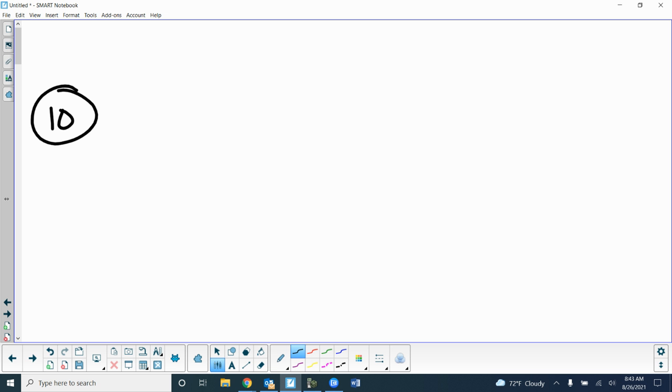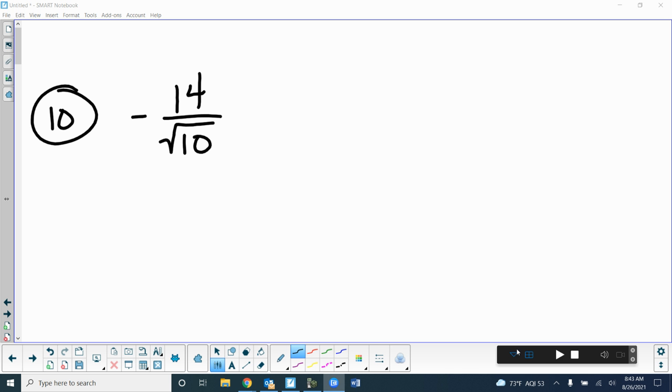So this was negative 14 over the square root of 10. All right, so can I reduce that fraction the way it is right now? No. Now, if they were both 14 and 10 under the radical sign, I could. But since just the 10's under the radical sign, I can't divide them both by 2 and make it 7/5. Okay. Now, since there's a radical in the denominator, I have to rationalize the denominator.